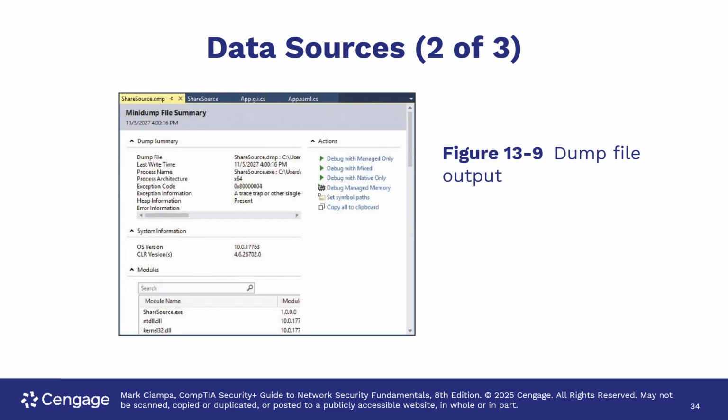So you have here an example of a dump file output. See the last write time, process name. So every time something happens, it's going to write it to the log file. Like if you go into your Windows computer and do the server management, you can actually see the event viewer, and you'll see the application events, the system events, the user events, and things like that.